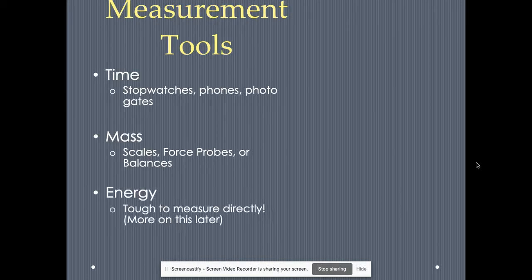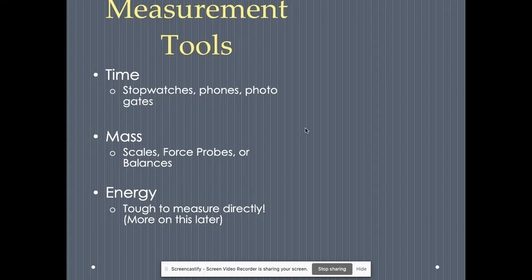So, a couple of measurement tools that we have. I'm going to put a couple of these up. When we want to take measurements for time, this is something that you guys are used to: stopwatches, phones, something called photo gates, where you can use light to tell how long things are passing. Then we've got mass. We can use scales. We can use force probes, which we use to measure how strong a force is. And then we could also use balances, like triple beam balances.